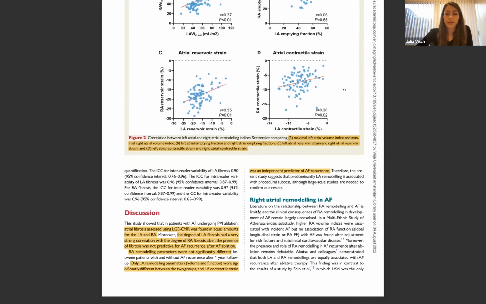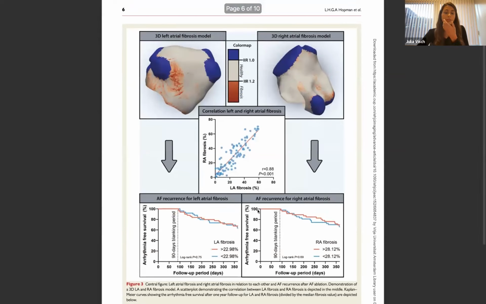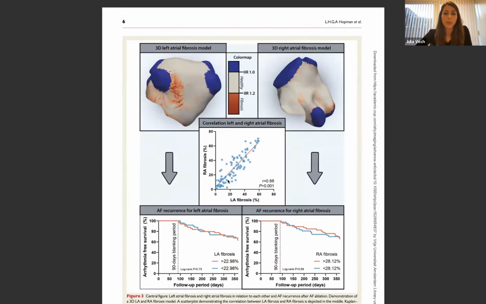The most interesting finding when we looked at the correlation between left and right was the correlation between right atrial fibrosis and left atrial fibrosis, as you can see here in the figure in the middle. We found a very strong correlation with a coefficient of 0.88 and also very significant.